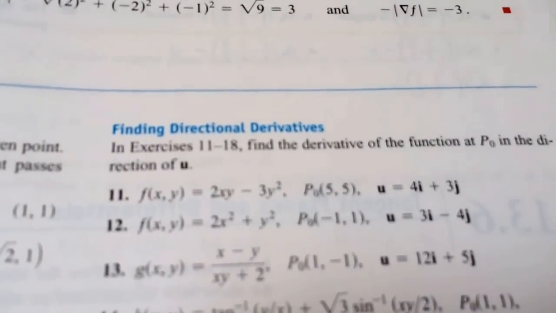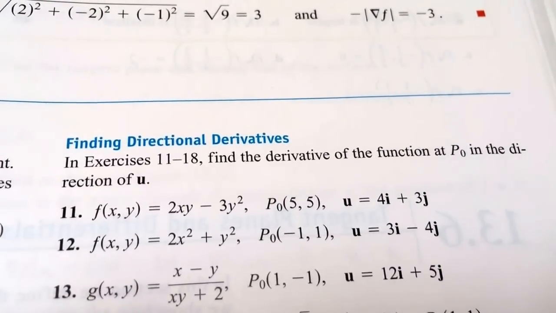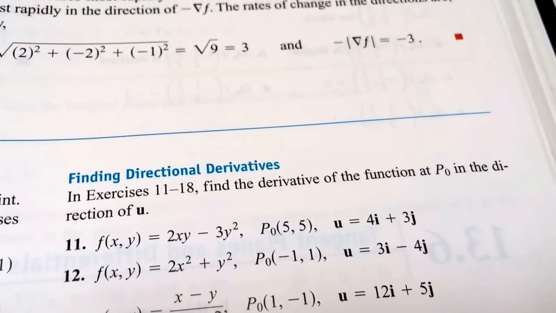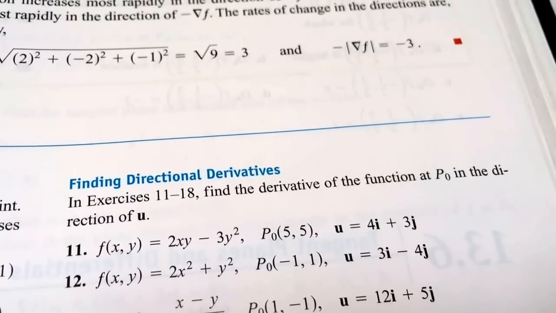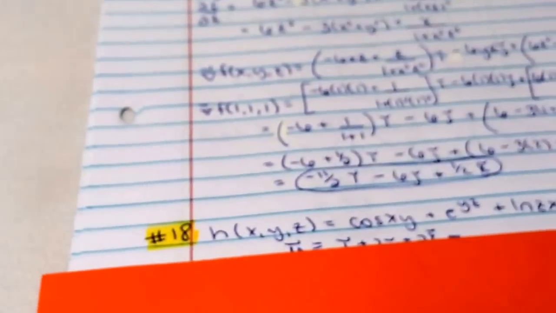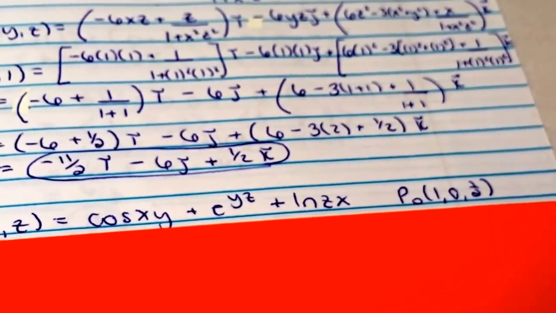Now we finally get to do some actual directional derivatives in 11 to 18. So for 11 to 18, it says find the derivative of the function in the direction of u. Notice here the wording: find the derivative in the direction of, that's the same thing as find the directional derivative. It's just a different way to word it. Okay, so that's what we're doing. So we're going to do number 18. Number 18, they give you the function and they give you the point.